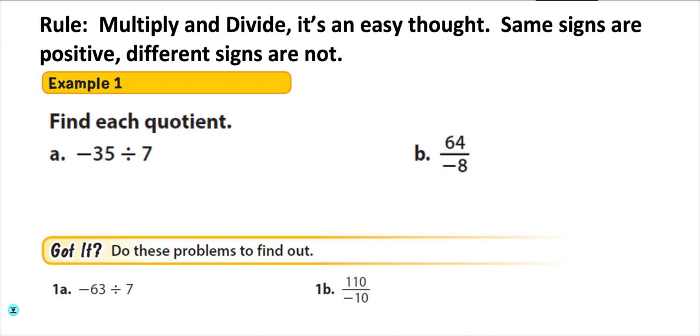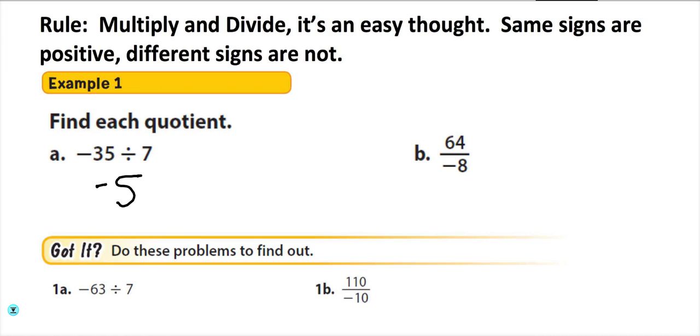All right, it says to find each quotient. Remember that a quotient is just the answer to a division problem, and we're going to work it out the same way. The first step is always going to be to get the number first and then figure out what the sign is. So let's get the number first. So we have negative 35 divided by 7. So 35 divided by 7 would give us 5. And then we need to figure out the sign. So again, same signs are positive, different signs are not, meaning not positive or negative in this case. So in this case, it'll be negative 5.